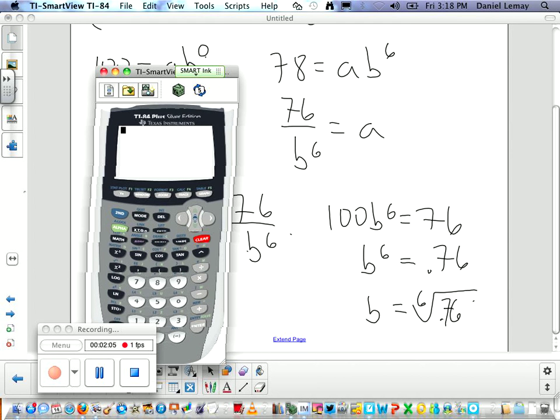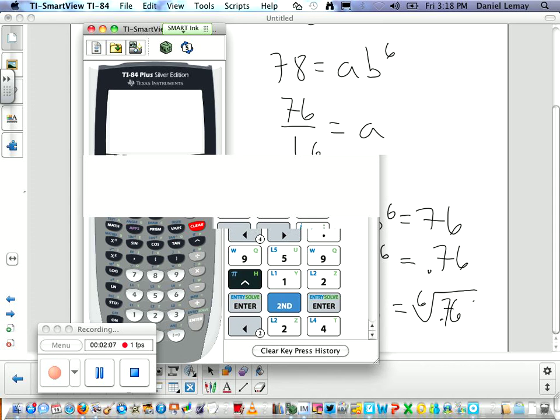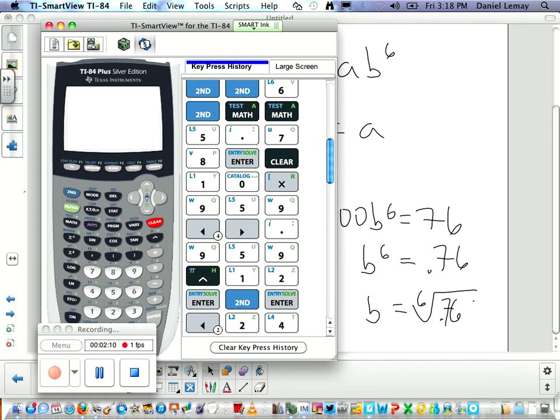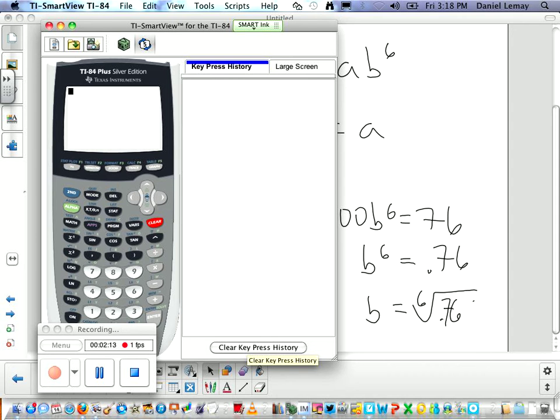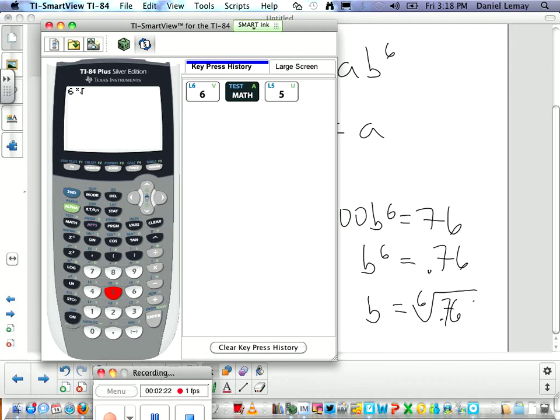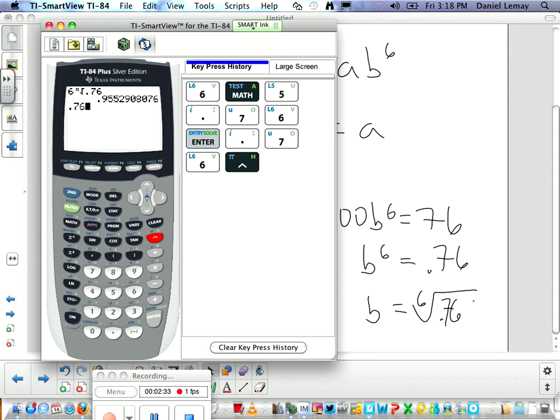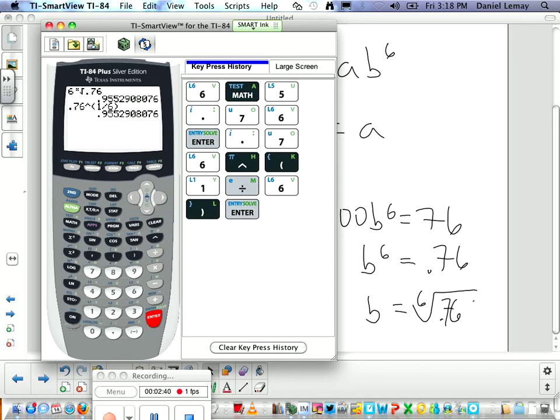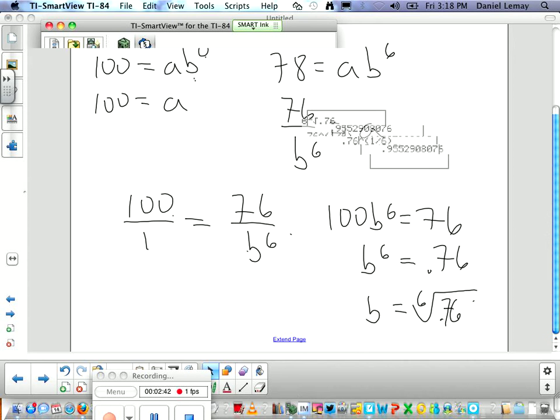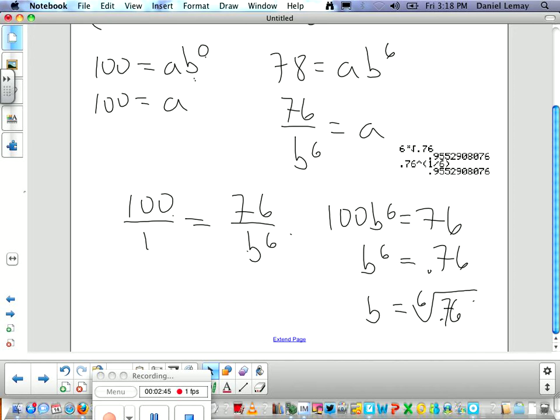And there's two ways that I can find the 6th root. One way is to type in the 6th, and then under the math menu, I can do choice 5 and type in our 0.76 and get that. Or I can do 0.76 and raise that to the 1/6 power. Get the same answer. And that makes sense that the base is less than 1 because this is an exponential decay situation.